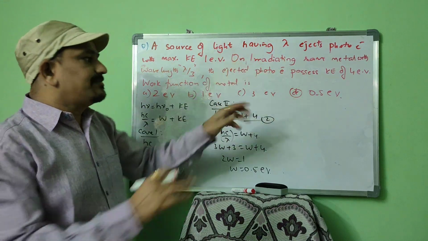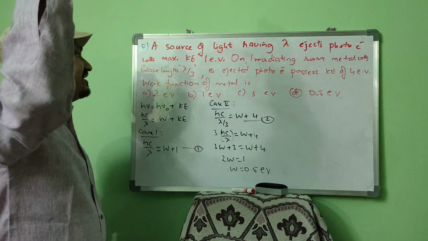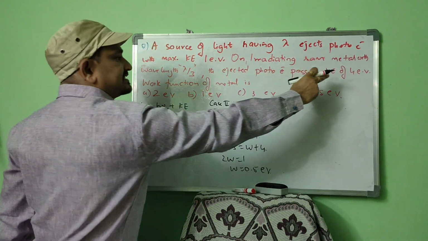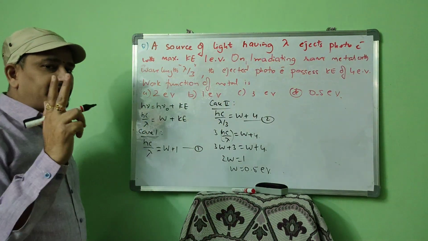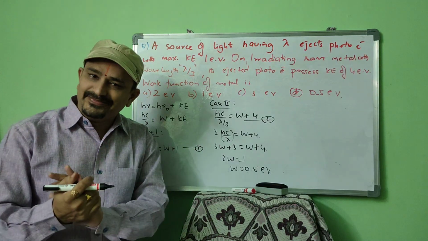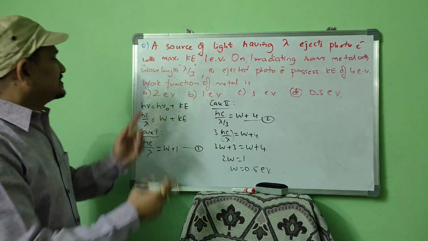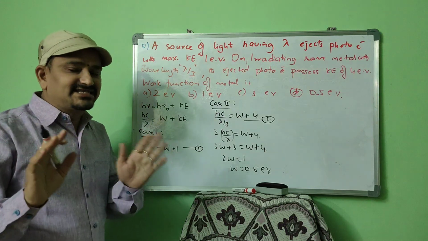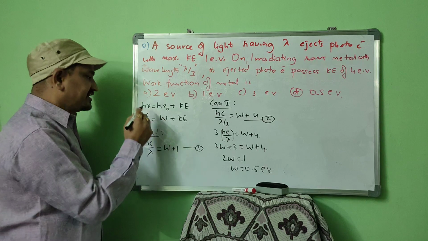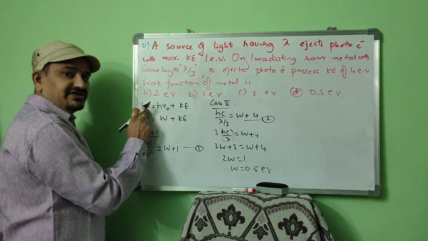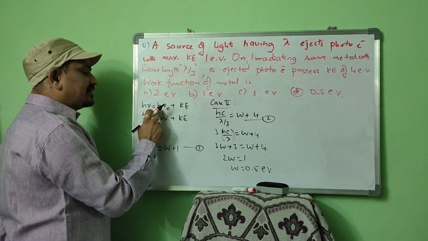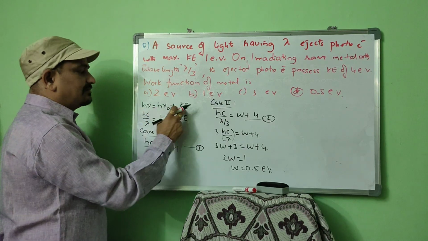On irradiating the same metal screen again with a different wavelength, lambda by 3, the ejected photoelectron possesses kinetic energy 4 electron volts. Two cases. In both cases, the common point is that the work function is similar. This is the question given. Now let us see. This is the formula for the photoelectric effect. h nu, the energy of the incident photon, equals threshold energy plus kinetic energy. h nu equals h nu naught, which is also called the work function, plus kinetic energy.